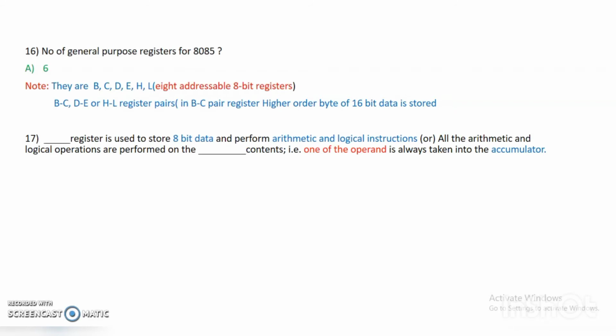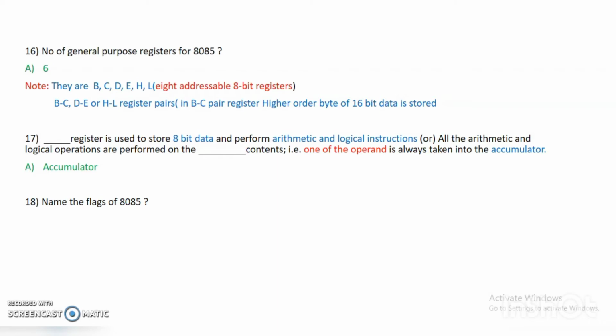Bit number 17. Dash register is used to store 8-bit data and perform arithmetical and logical instructions, or all the arithmetic and logical operations are performed on dash contents, and one of the operands is always taken into accumulator. So the answer will be accumulator. So accumulator is the 8-bit general purpose register, which can perform arithmetical and logical operations, and whenever you get the result, the result can be stored in the accumulator.